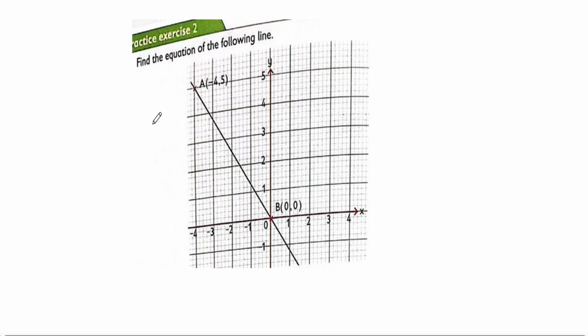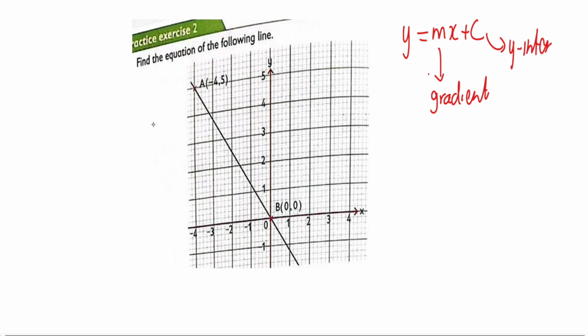Now we've delved into finding the equation of the line. How do you find the equation of a line? Basically, remember that the equation is always written in this form: y equals mx plus c. Your m is basically your gradient, which is a constant. Your c is a constant as well, but we also refer to it as the y-intercept. And what is a y-intercept? A y-intercept is the point through which the line passes through the y-axis.